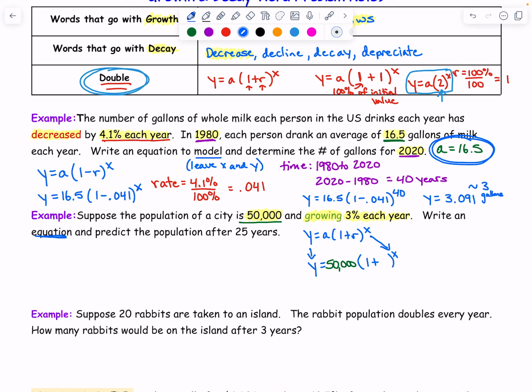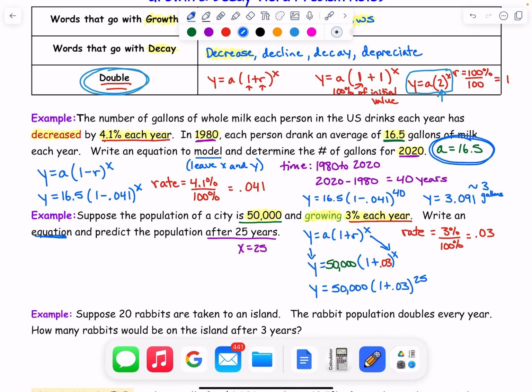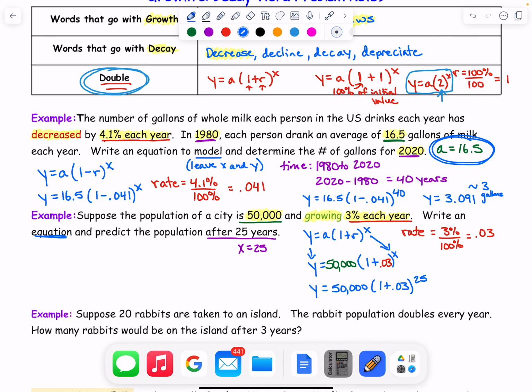Okay. And then the rate. So the rate was 3%. So we just need to take the 3%, which is our rate of growth, and divide that by 100%. And we get 0.03 for the rate. So that would be the model of the situation. But now we want to fill in the time to predict the population after 25 years. So that is the x, would be 25 years. So just rewrite the formula. y equals 50,000 times (1 plus 0.03), and then 25 is the time. And then let's just type that in the calculator.